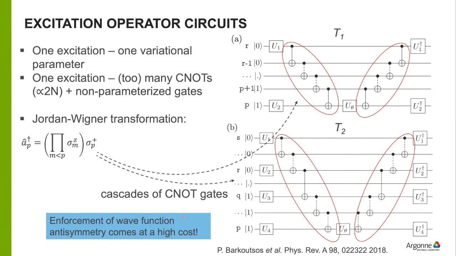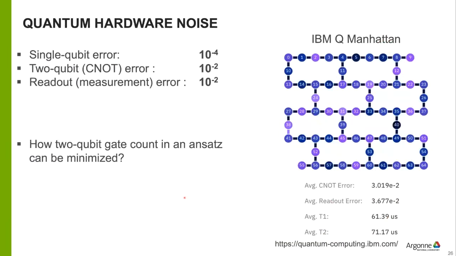And essentially, this enforcement of anti-symmetry comes at a high cost, because these two-qubit gates on modern devices contribute a lot of noise to the simulation. So here's the map of the IBM Manhattan device with 65 qubits, and for example, for a single-qubit gate, the error is on the order of 10 to the minus 4.